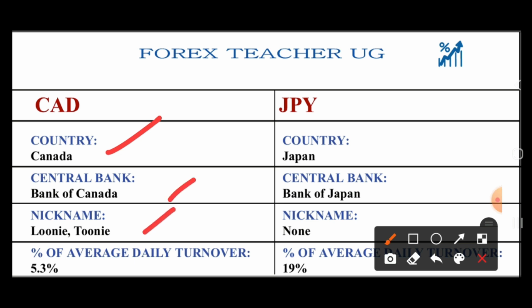The nickname is Ronnie or Tony. Average daily turnover is 5.3. So here the bank, the country is on Japan side. The country is Japan. Central bank is Bank of Japan, and no nickname that we know. And the average daily turnover is 19%.